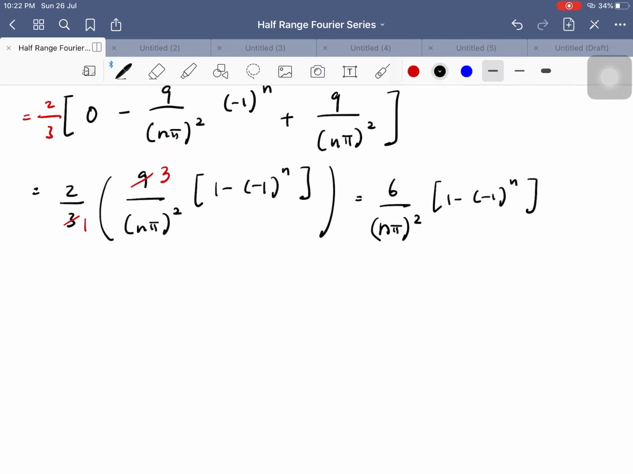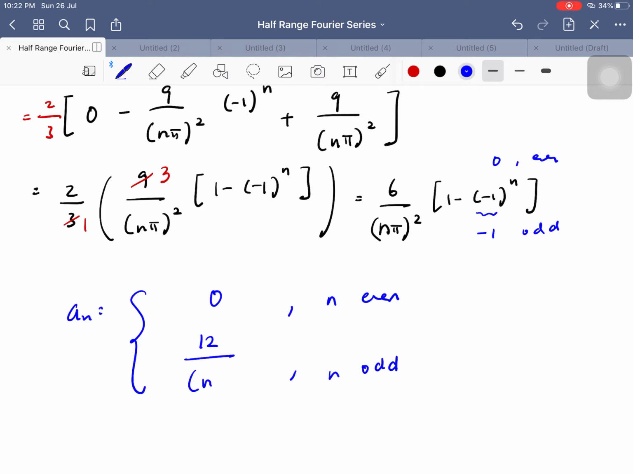Okay, I know that for this case, I'm going to get differently for the case of even and odd. So let me put 1 for n even, and 1 for n odd. So what happens is that if this is even, this is going to be 1, 1 minus 1, I'll get a 0. And when that is odd, I will get negative of 1, so 1 minus negative of 1. Okay, this is going to be odd. And 1 minus negative 1, that's going to be a 2. And I'll end up with a positive of 12 over n pi square for the case of n odd.